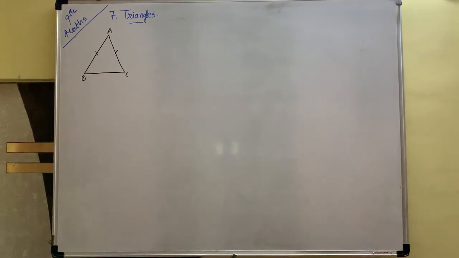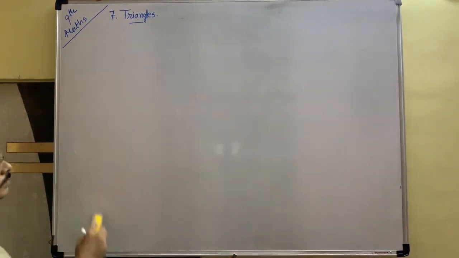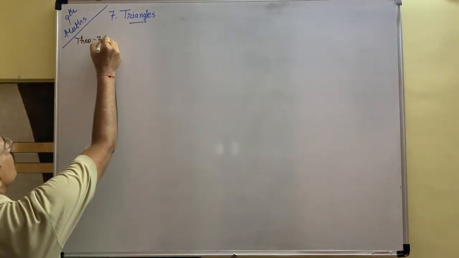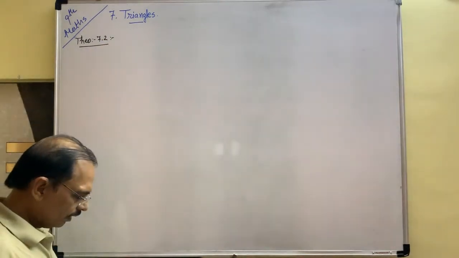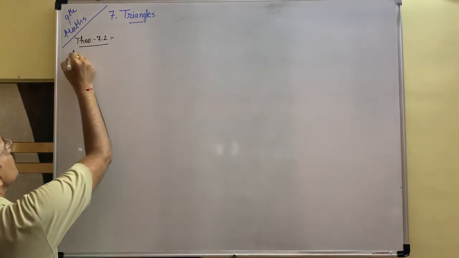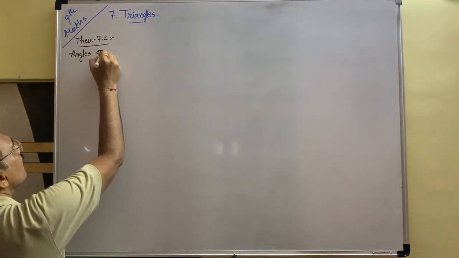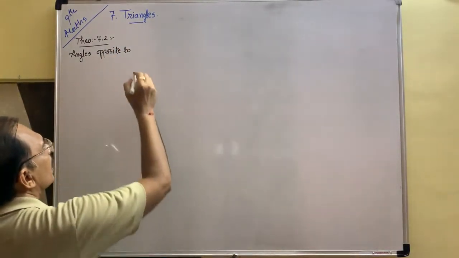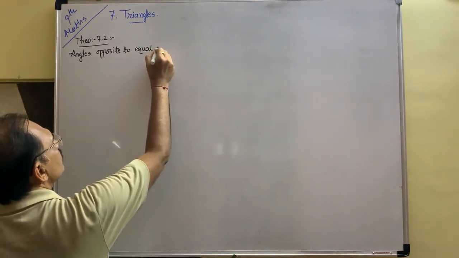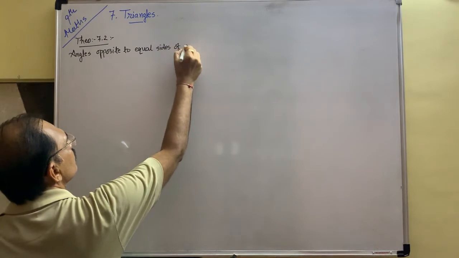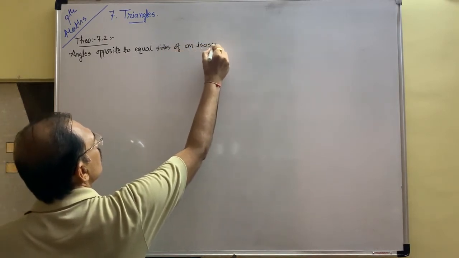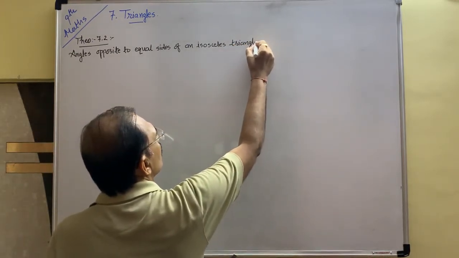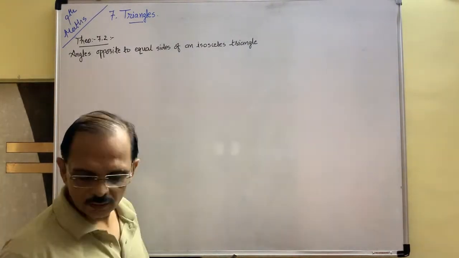So theorem 7.2, angles opposite to equal sides of an isosceles triangle, okay, angles are always equal.